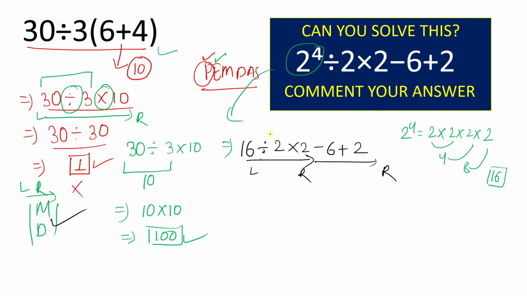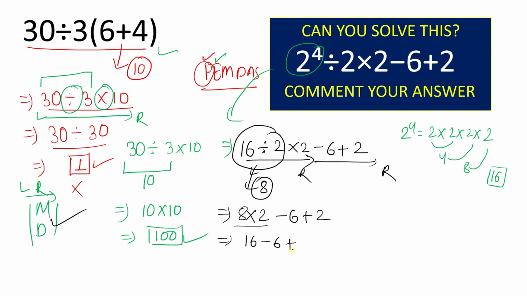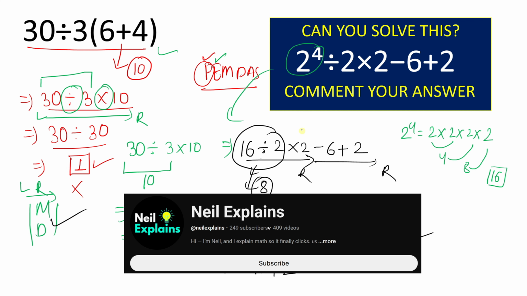Okay, so first we have to solve this division operation, which is 16 divided by 2, which will give the result 8. So we can rewrite 8 times 2 minus 6 plus 2. Again 8 times 2 will give the result 16 minus 6 plus 2. 16 minus 6 will give the result 10 plus 2, and 10 plus 2 will give the result 12, which is the final answer for the second question.